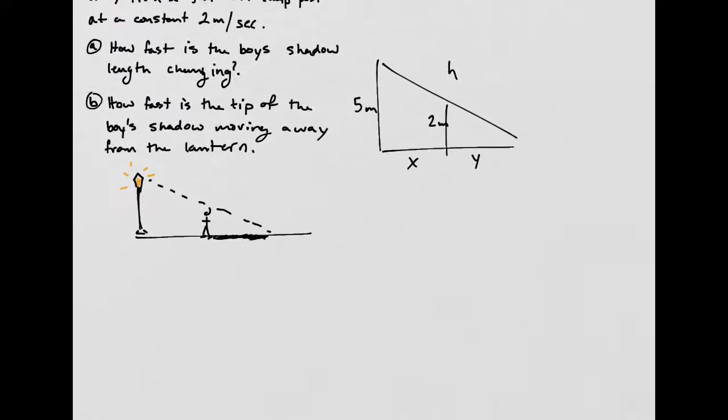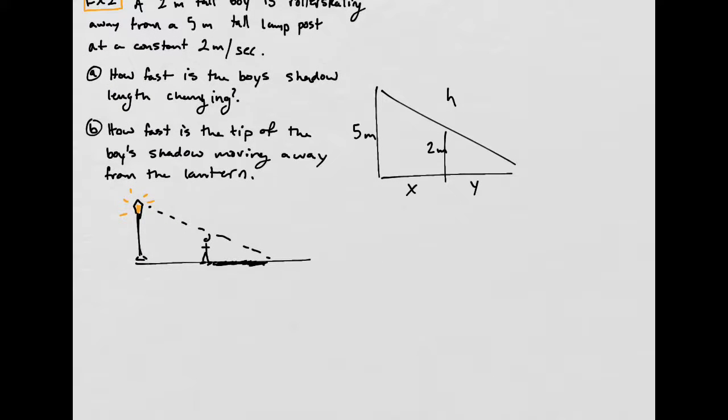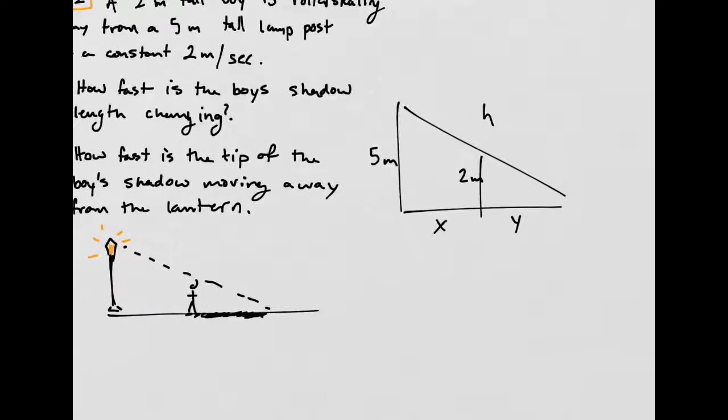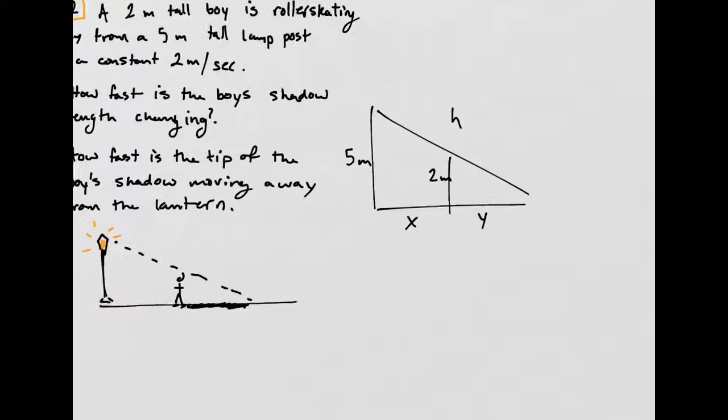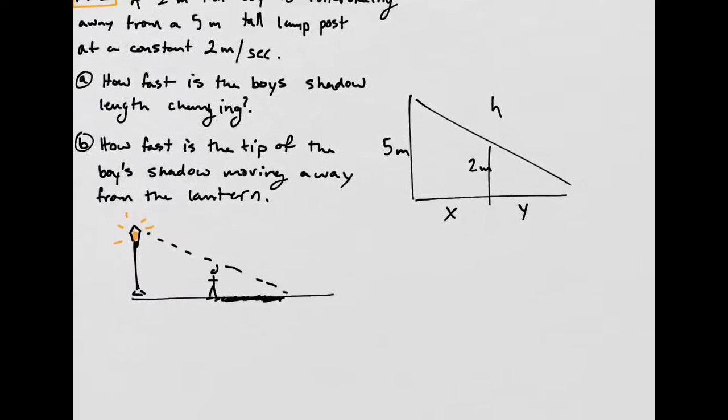Okay. So what do I know? I've got to draw my picture and label all the parts that are changing. So that's maybe step 1. Maybe write that down. Draw a picture and label all the pieces that change as variables. All the pieces that don't change, you can label them with their values. So we're given this 2 meters per second. The boy is roller skating away from the lamppost at 2 meters per second.